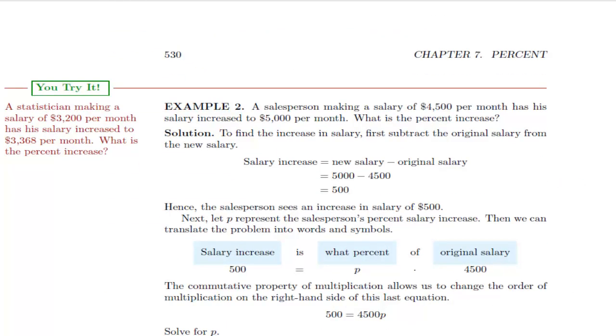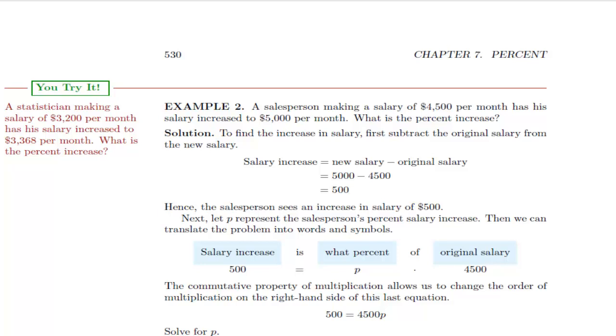Example 2. A salesperson making a salary of $4,500 per month has a salary increase to $5,000 per month. What is the percent increase? Solution. To find the increase in salary, first subtract the original salary from the new salary. So the salary increase equals the new salary minus the original salary, which is 5,000 minus 4,500, which equals 500. Hence, the salesperson sees an increase in salary of $500.